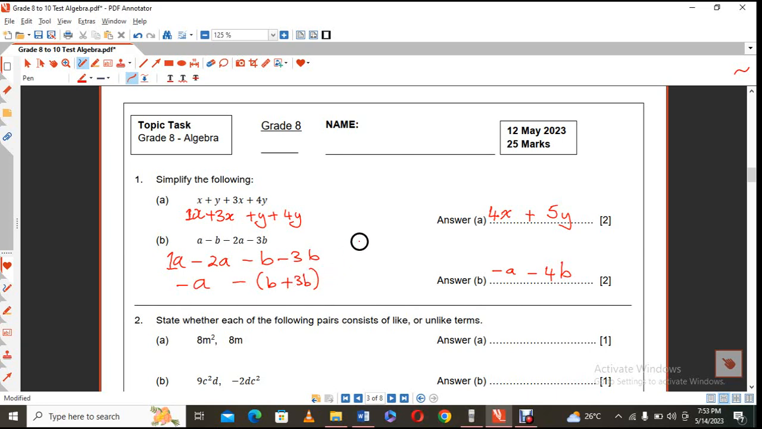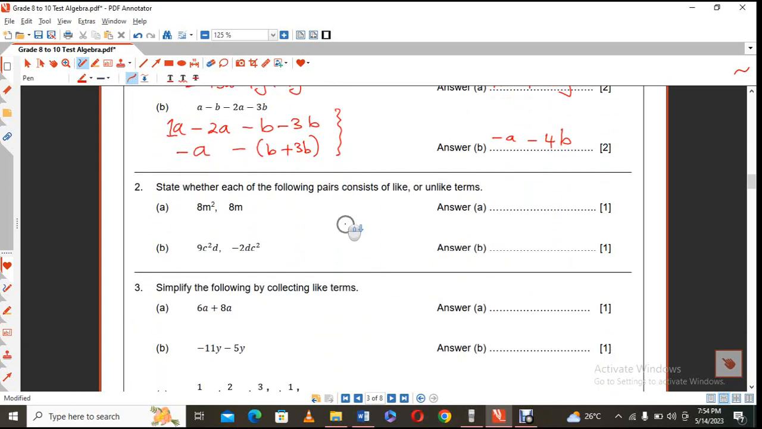It's also important that you do understand how to work with directed numbers, okay, and adding and subtracting of directed numbers. So please don't make mistakes with the negative signs.